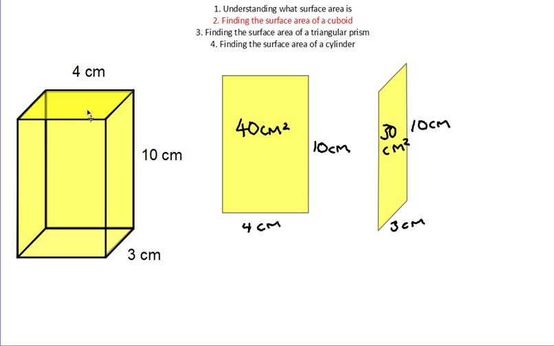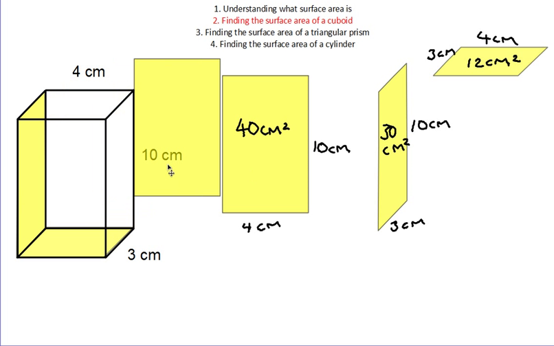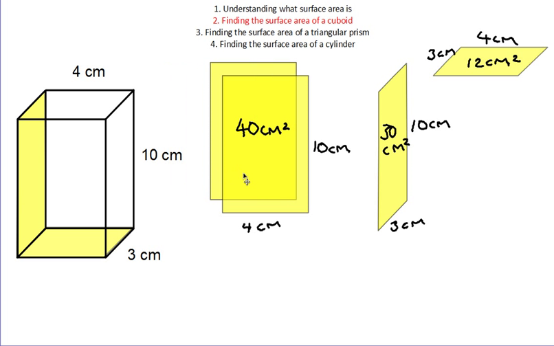And then we also have the top of the cuboid, which has a length of 4 centimetres and it has a width of 3 centimetres, which gives us 12 centimetres squared as the area. Now, because it's a cuboid and because of the properties that we know of cuboids, we know that the front face and the back face are going to be the same size. We also know that the left hand side and the right hand side are going to be the same size. And we also know that the top and the bottom are going to be exactly the same size.